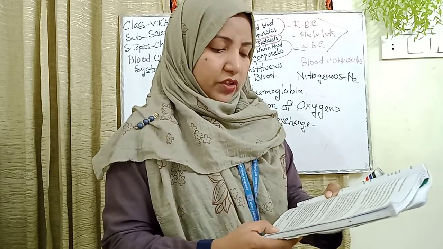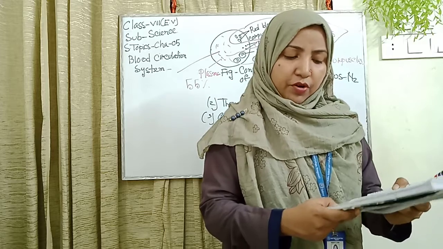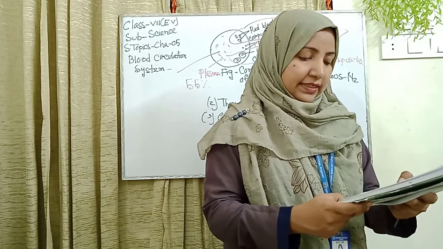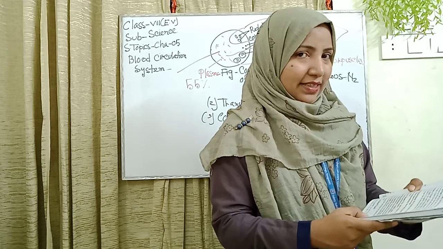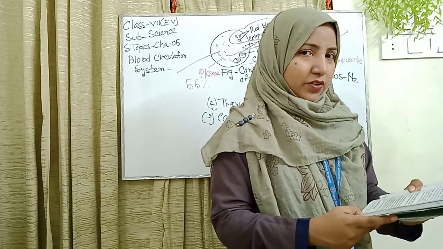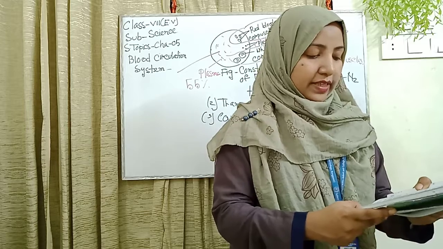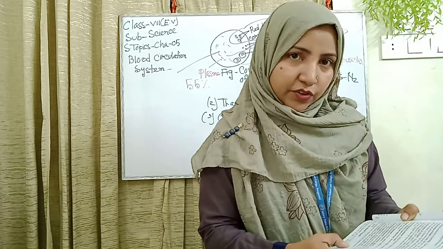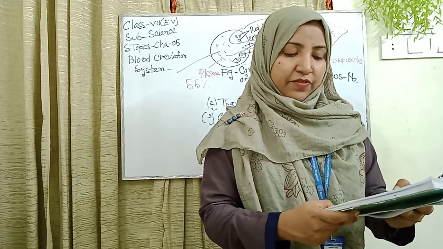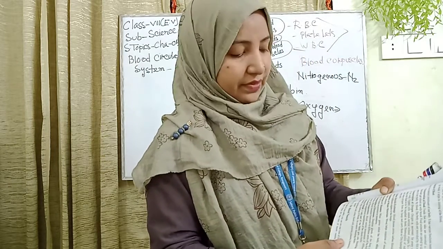Five is prevention of disease. When germs infect the body, what blood cells kill them as preventive measures? We know the white blood cells are the bodyguard or the soldiers of the human body. So they also help in prevention of disease.